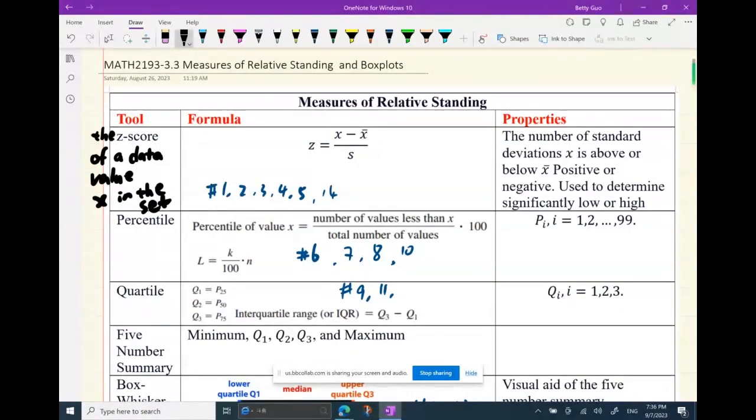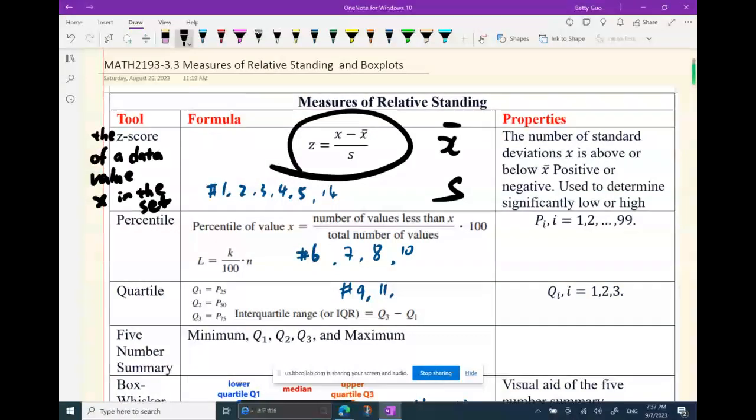So when we say z-score, there must be an x value corresponding to the z-score. We don't just say z-score. We have to know the z-score of which data value in the data set. The z-score of data value x can be computed using this formula. x is the value you are concerned about: where is x standing in the data set? x bar here is the sample mean. We use the value x to subtract the sample mean, and then divide the difference by the sample standard deviation. We learned this in section 3.1.